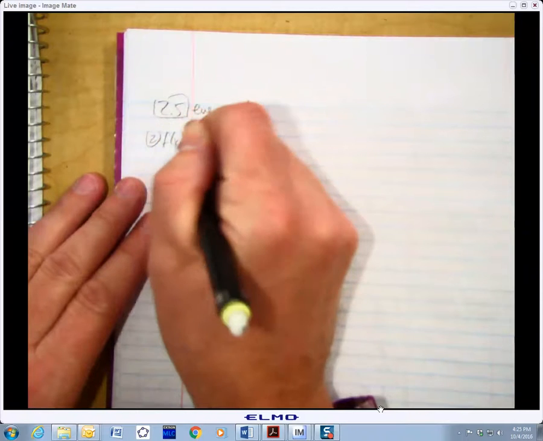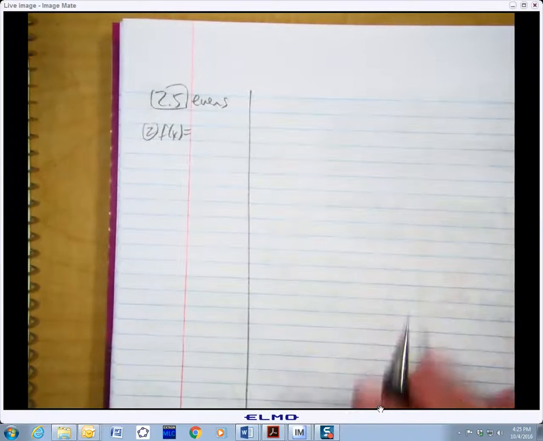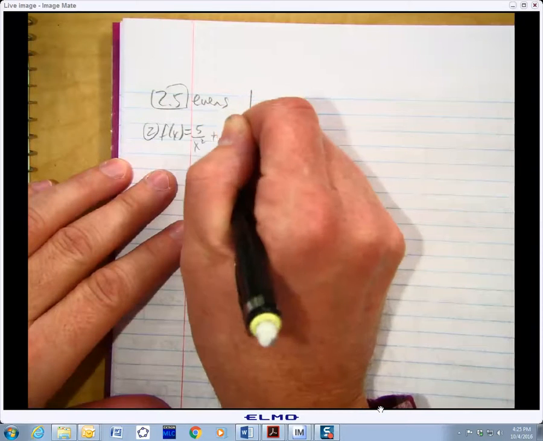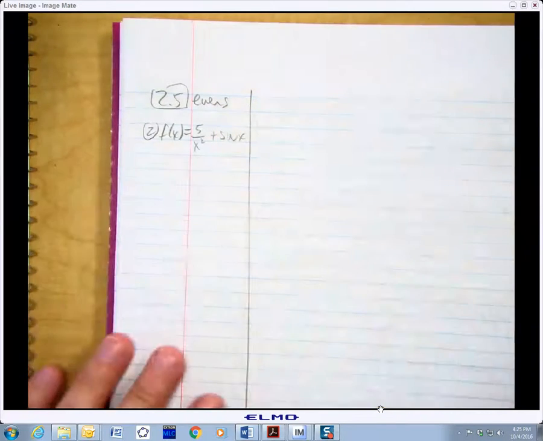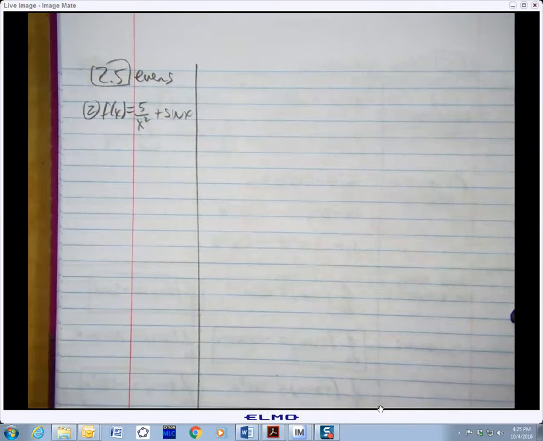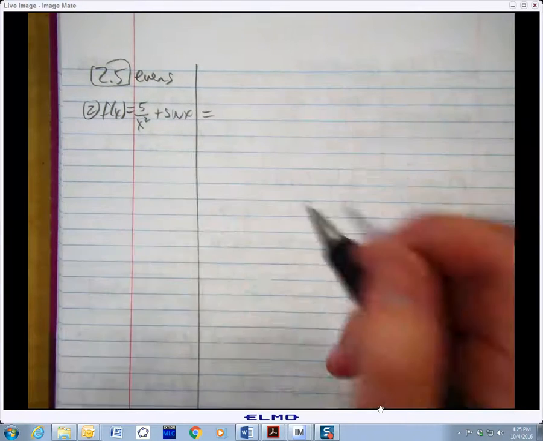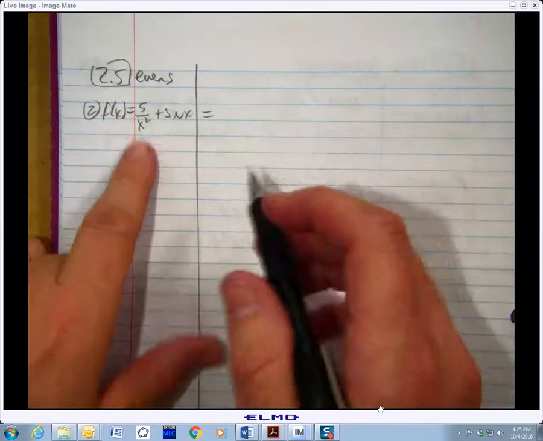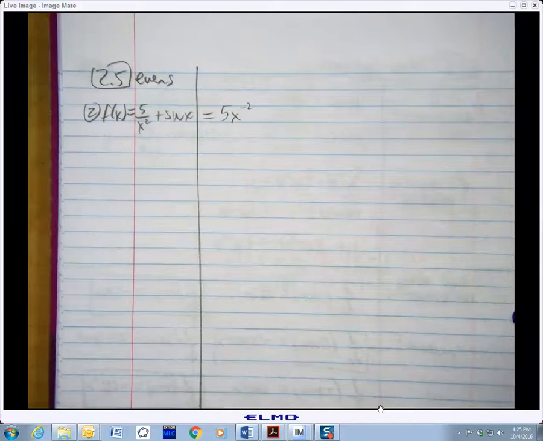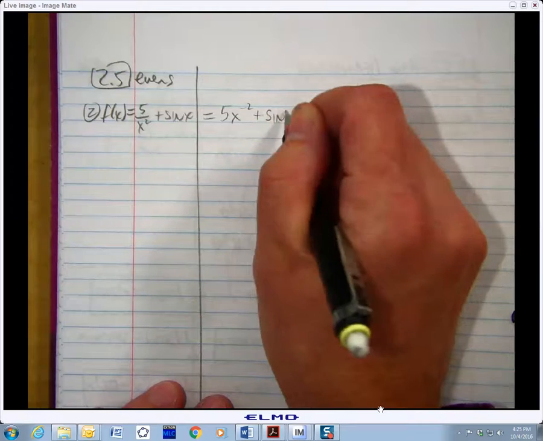And they've given us the following function. F of x equals 5 over x squared plus sine of x. So this is kind of a hybrid, little algebra trig stuff. My first thought is just a rewrite. I'm not digging the 5 over x squared style, so we'll do the usual, like we've been doing the last few days. And then, of course, we've got our new trig mixed in there.